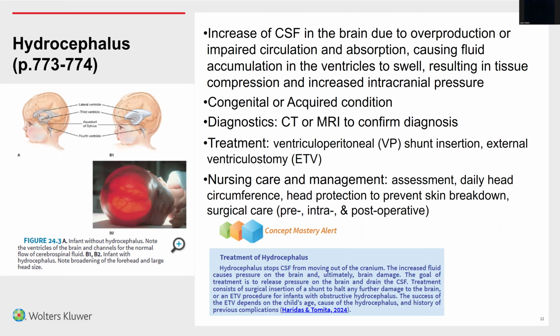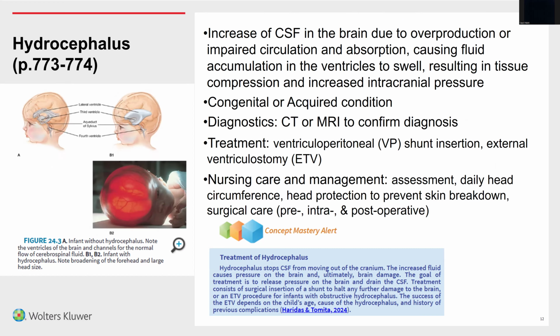Hydrocephalus is an increase in the cerebral spinal fluid in the brain, and it's usually due to either overproduction of CSF or impaired circulation and absorption, which could be an obstructive issue. This causes the CSF to accumulate in the ventricles of the brain and swell. Those ventricles will swell up, and that results in tissue compression and increased intracranial pressure.